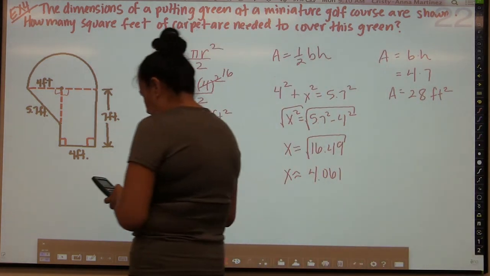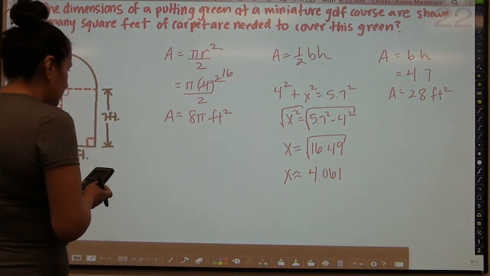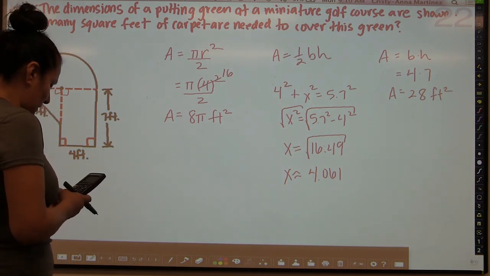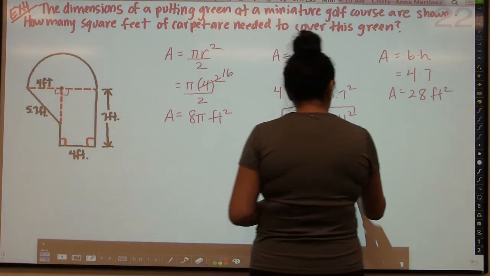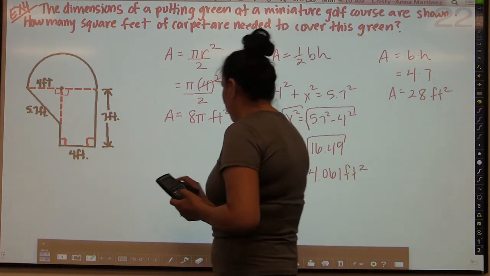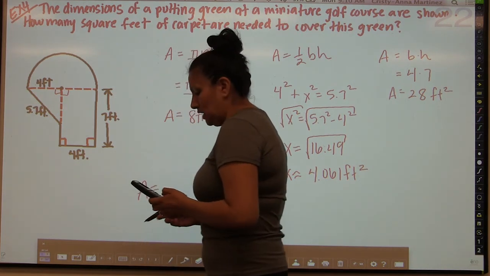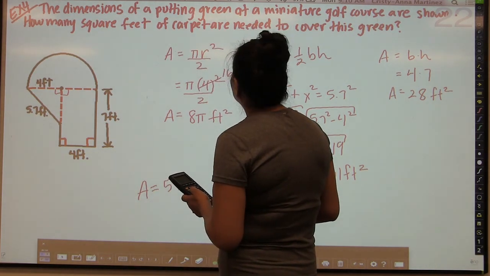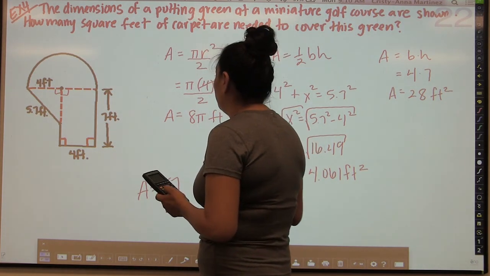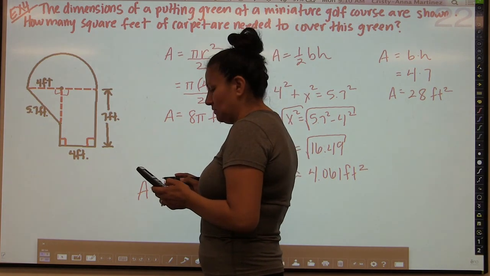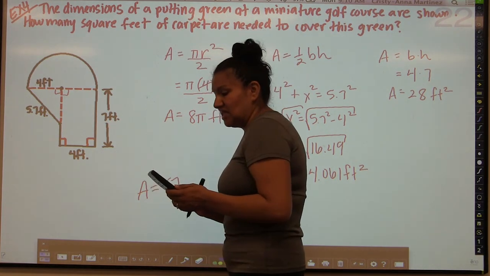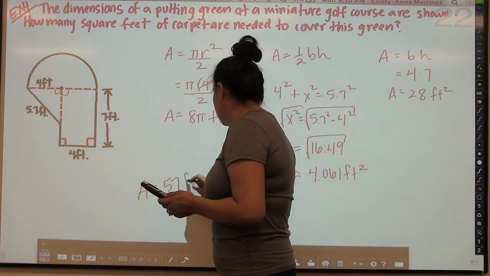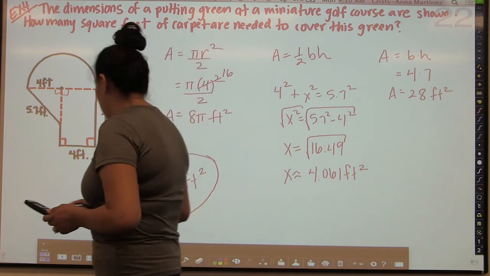So I'm going to get 8 pi plus the answer that I just got, the 4.061, plus the 28. And my total area is going to equal 57. It doesn't tell us to round, but it says how many square feet, so I'm going to go ahead and round to the nearest whole number. We actually get 57.19, so that's 57 roughly square feet of carpet that you're going to need.